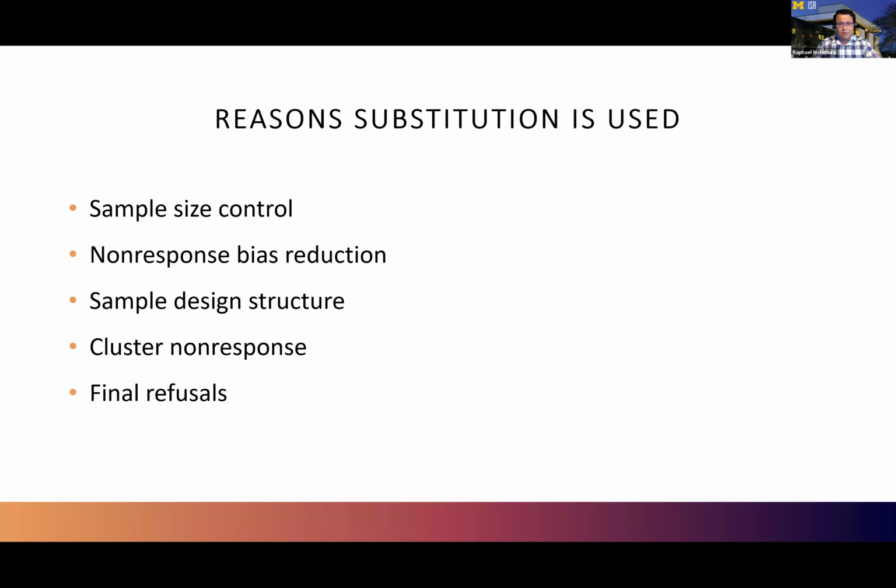For example, if you're using matching substitution, you can have nonresponse bias reductions. And another condition is that if the variables that you're using to match nonrespondents to substitutes are correlated to your survey outcomes, then you can expect to find some nonresponse bias reductions there.